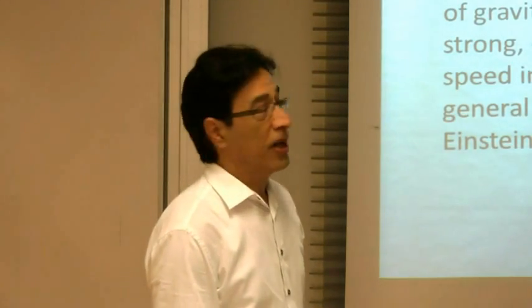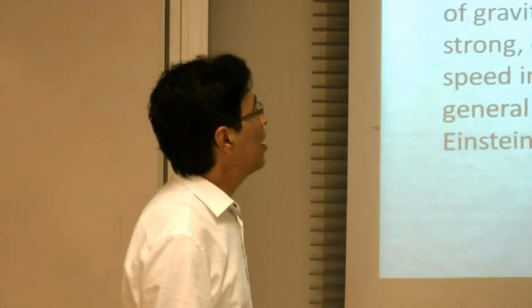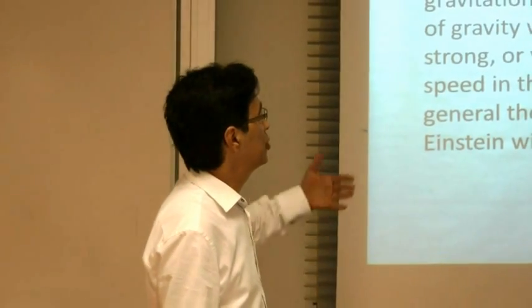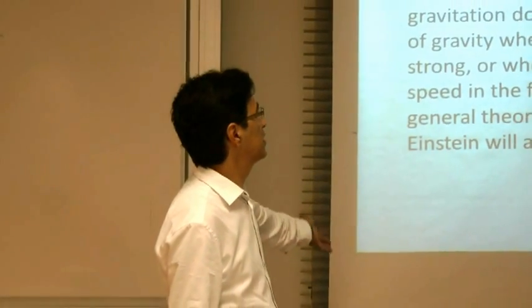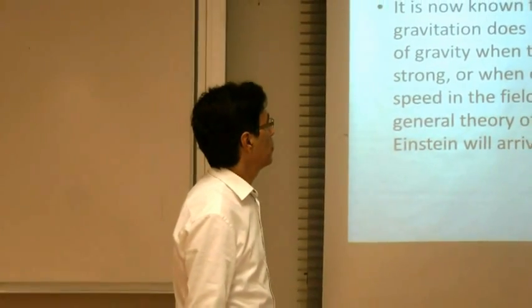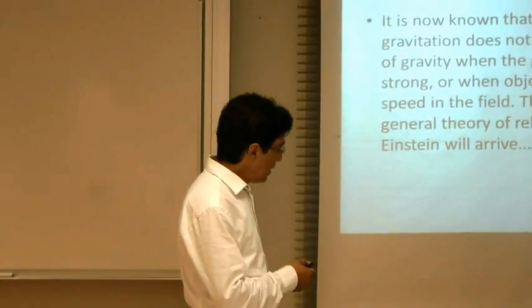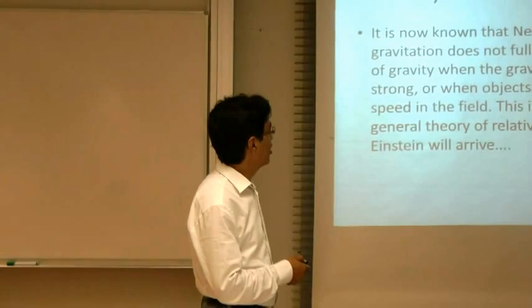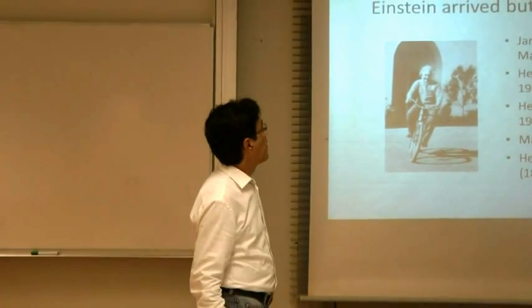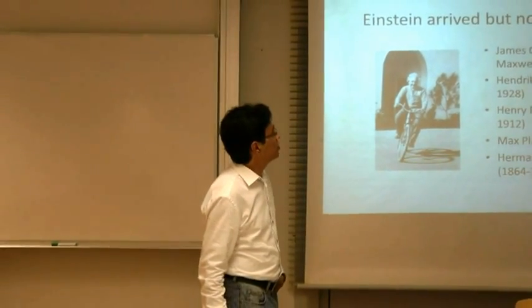Why do we need Einstein? It is now known that Newton's universal gravitation doesn't fully describe the effects of gravity. And here I said that Einstein will arrive, but how? Einstein arrived, but not alone.